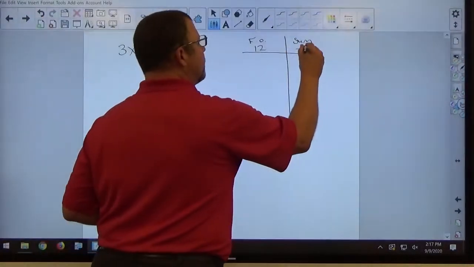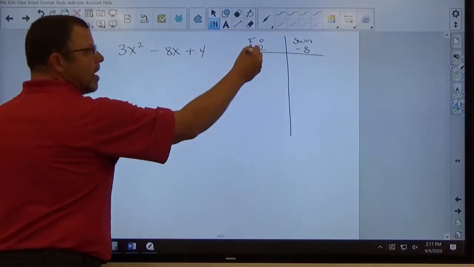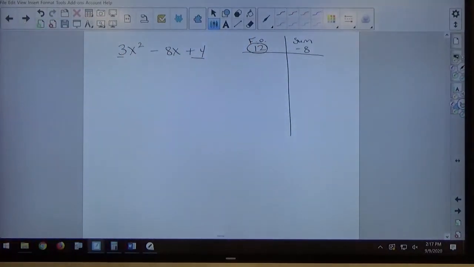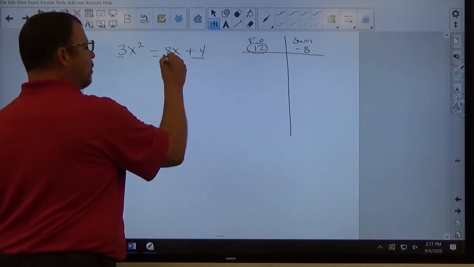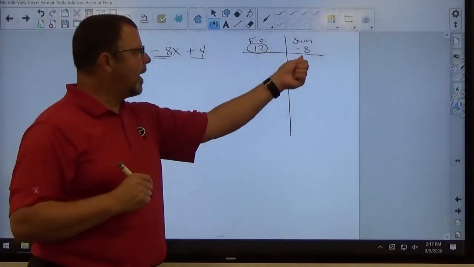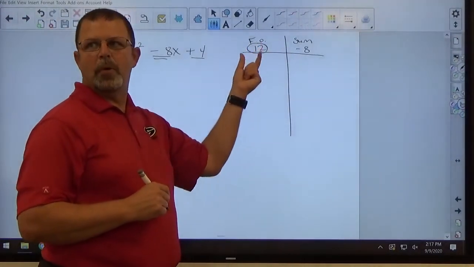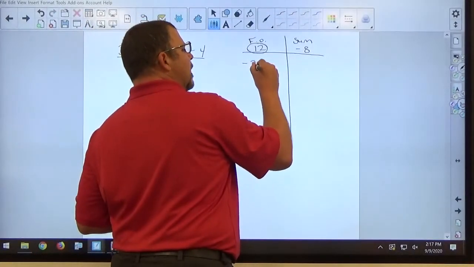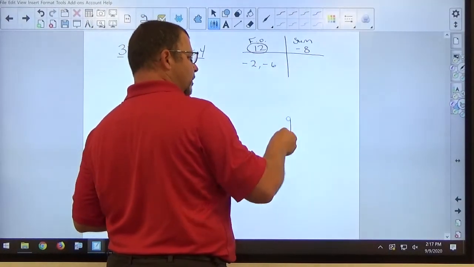Negative 8. Perfect. So again, to get this number here, we simply multiply A times C. Signs matter. Positive 3 times positive 4 is positive 12. And what goes there is always whatever B is, negative 8. Okay? If I'm going to get a negative sum and a positive product, I need both signs to be negative, right? So would everybody agree that negative 2 times negative 6 does the trick?